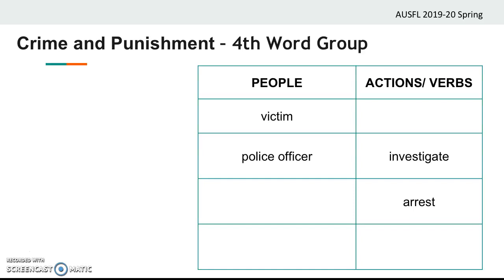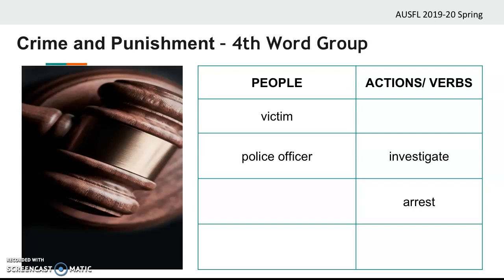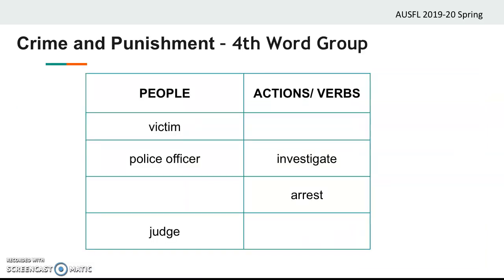Victims or police officers are not the only people who are dealing with a crime, but also there are other people who are deciding on the punishment. Judge. A judge decides on the punishment for a certain crime. So in our last word group, we have victims, police officers who are investigating the crime and arresting the criminals, and we have judges who decide on the punishment.